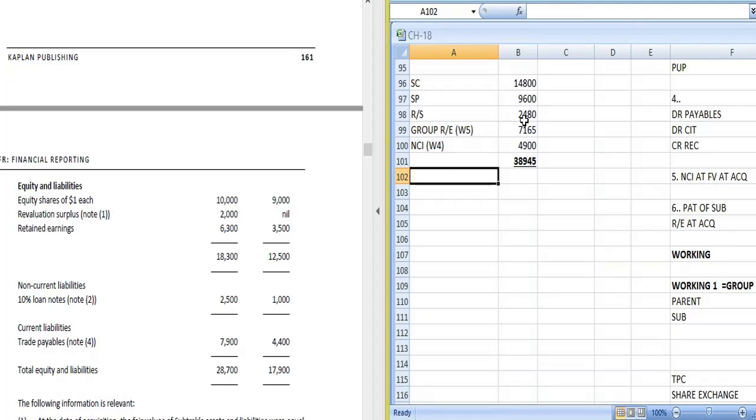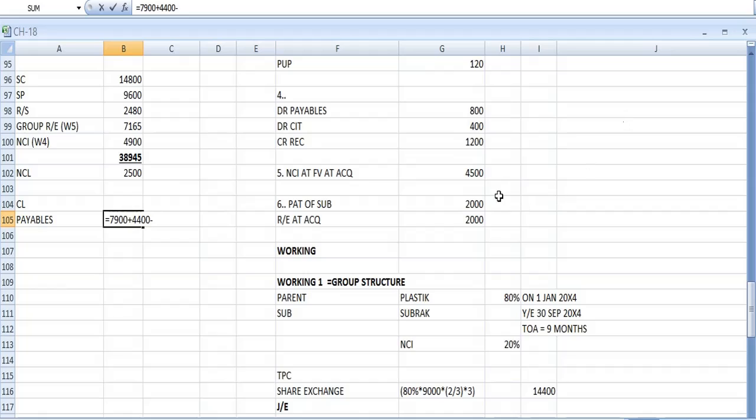Now we will record the non-current liabilities, which for the parent is 2,500 and the subsidiary 1,000, but the subsidiary has given a loan to the parent, which needs to be eliminated. So 1,000 will be eliminated from here, leaving 2,500 non-current liability. Current liability is payables. So add the parent and subsidiary payables, and we will eliminate the intercompany current account payables which we have recorded in the additional information, 800 needs to be eliminated.